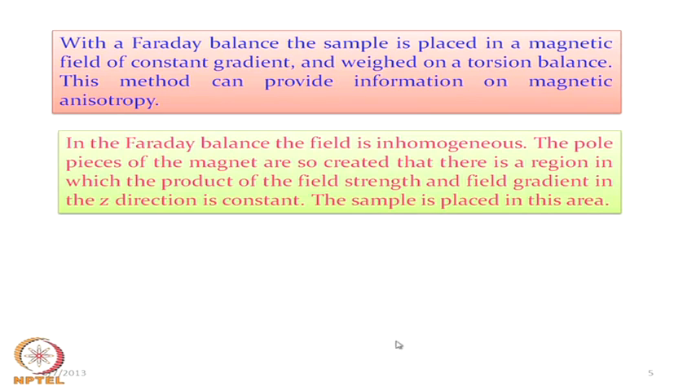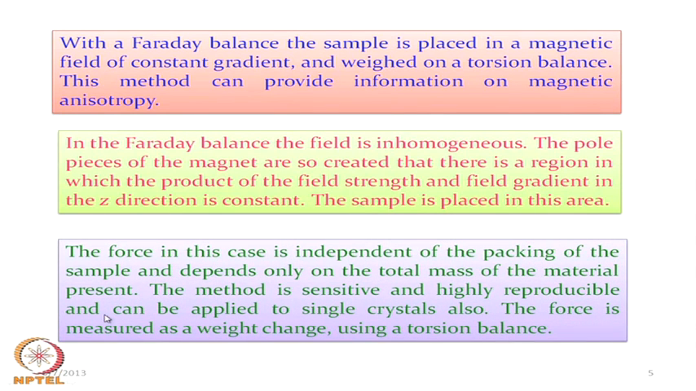But in case of Gauss balance, that is changing uniformly as we move from the center of the magnet to outside. So, this homogeneity is created for that reason only, such that the field gradient and the field strength remain constant along the axis where we are taking the corresponding weight in, say, z direction. The force which the sample is experiencing is independent of the packing of the sample.